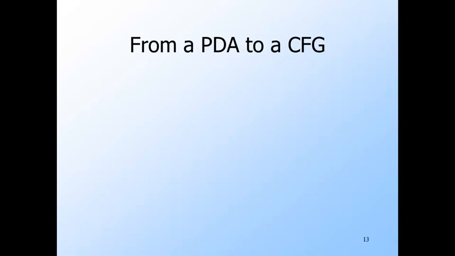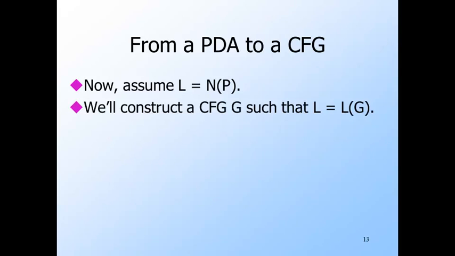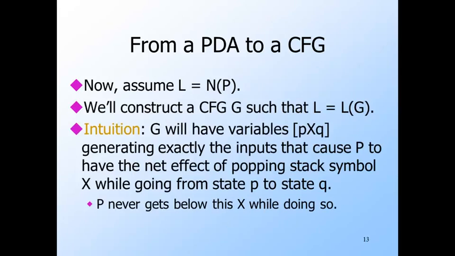For our next trick, we'll show how to convert PDAs to grammars. Assume language L is accepted by PDA P by empty stack. If it were accepted by a final state, we already know how to construct a new PDA that accepts L by empty stack, so we're entitled to assume acceptance by empty stack. We'll construct G, a grammar for L, and the idea is to give G variables, which we'll denote by [pXq] with brackets around them, like this.